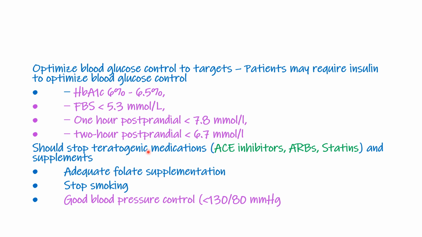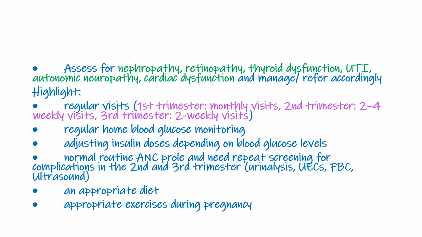So in addition to that, you advise the patient to stop teratogenic medication, because diabetes is a disease that concurrently occurs with hypertension. They might be taking ACE inhibitors, ARBs, statins, among other drugs. So you advise them to stop these drugs and exchange them for other drugs that are actually not teratogenic. In addition to that, adequate folate supplementation. You advise the patient to stop smoking, and you ensure good blood pressure control of less than 130 to 80 millimeters of mercury. So in addition to that, you assess for vascular complications, neuropathy, retinopathy, and thyroid dysfunction.